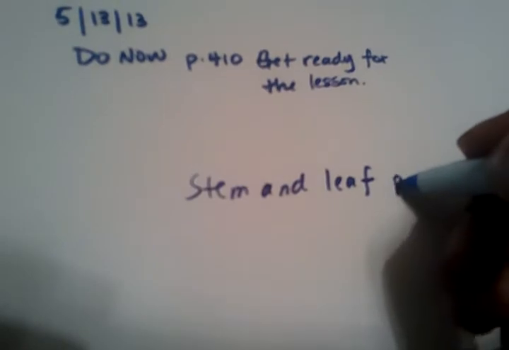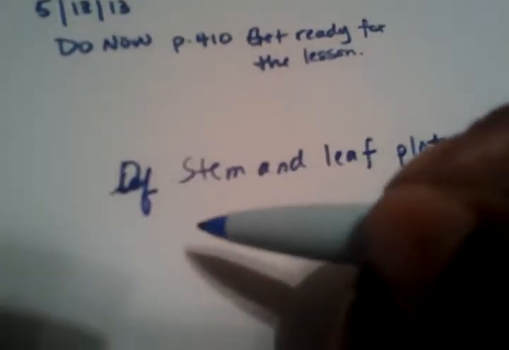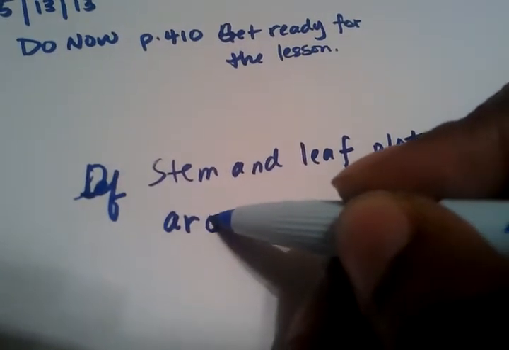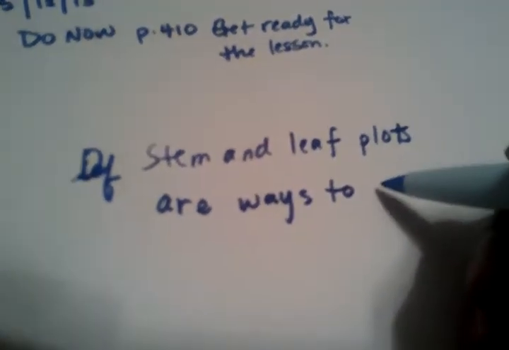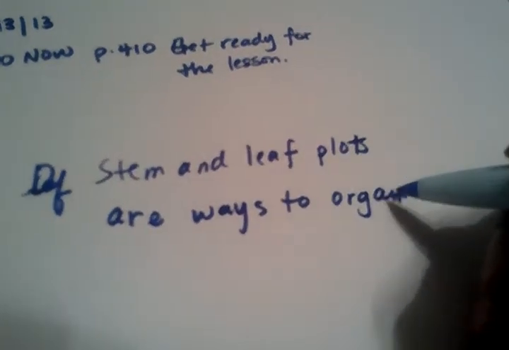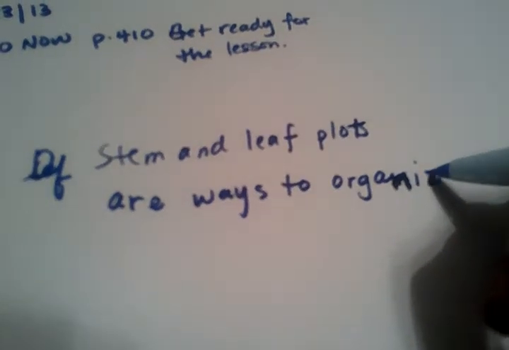Alright, so stem and leaf plots, we'll put the definition here. Stem and leaf plots are ways to organize data. Organize, that's supposed to be an N.